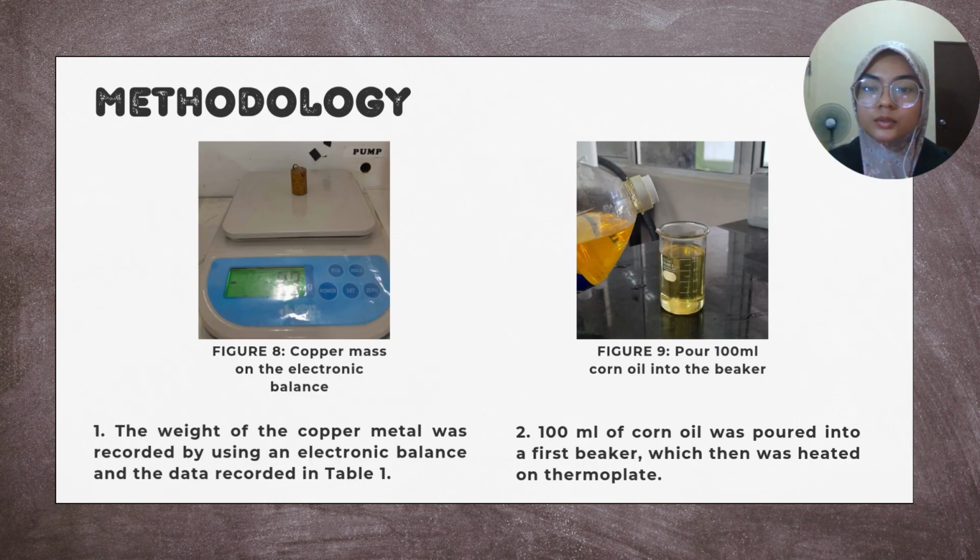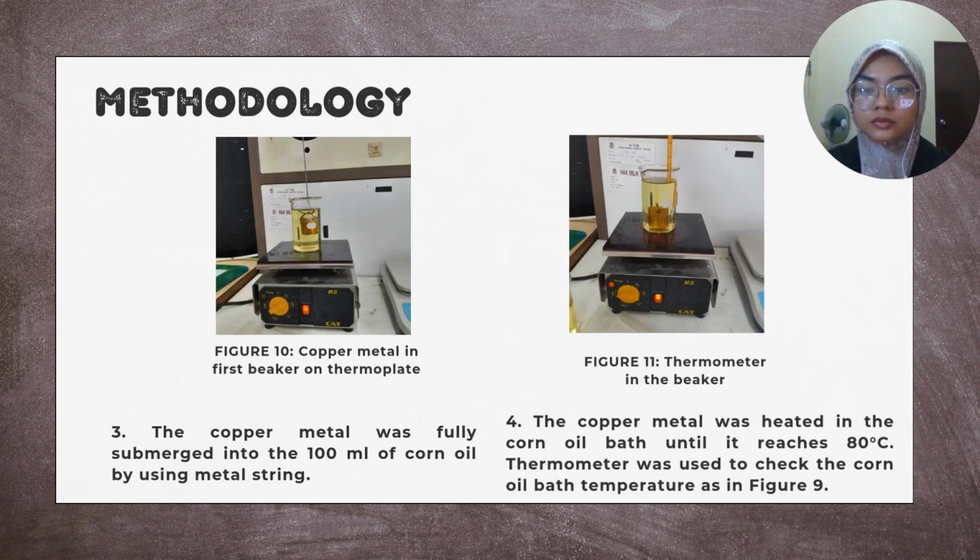So the first one, the weight of the copper metal was recorded by using an electronic balance, and the data was recorded in table 1. And then 100 millilitres of corn oil was poured into a first beaker, which then this beaker and the corn oil was heated on the thermoplate. Next, the copper metal was fully submerged into the 100 millilitres of corn oil by using the metal string. And then the copper metal was heated in the corn oil bath until it reaches 80 degrees Celsius. So in this step, the thermometer was used to check the corn oil bath temperature as in the figure for the accuracy of the temperature.